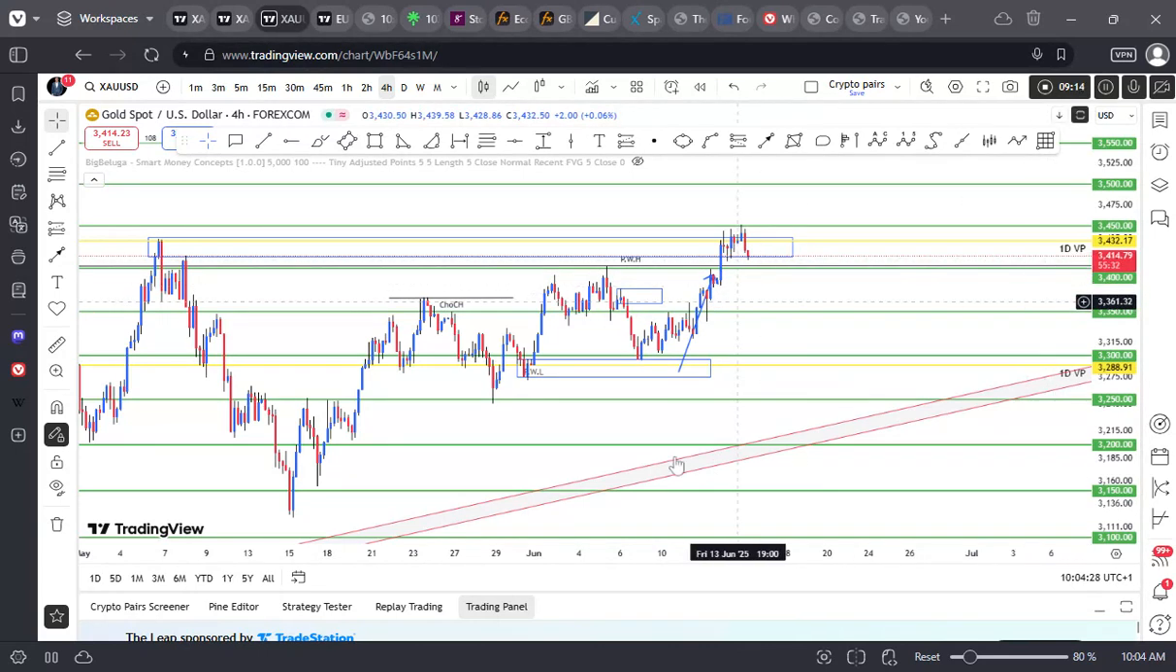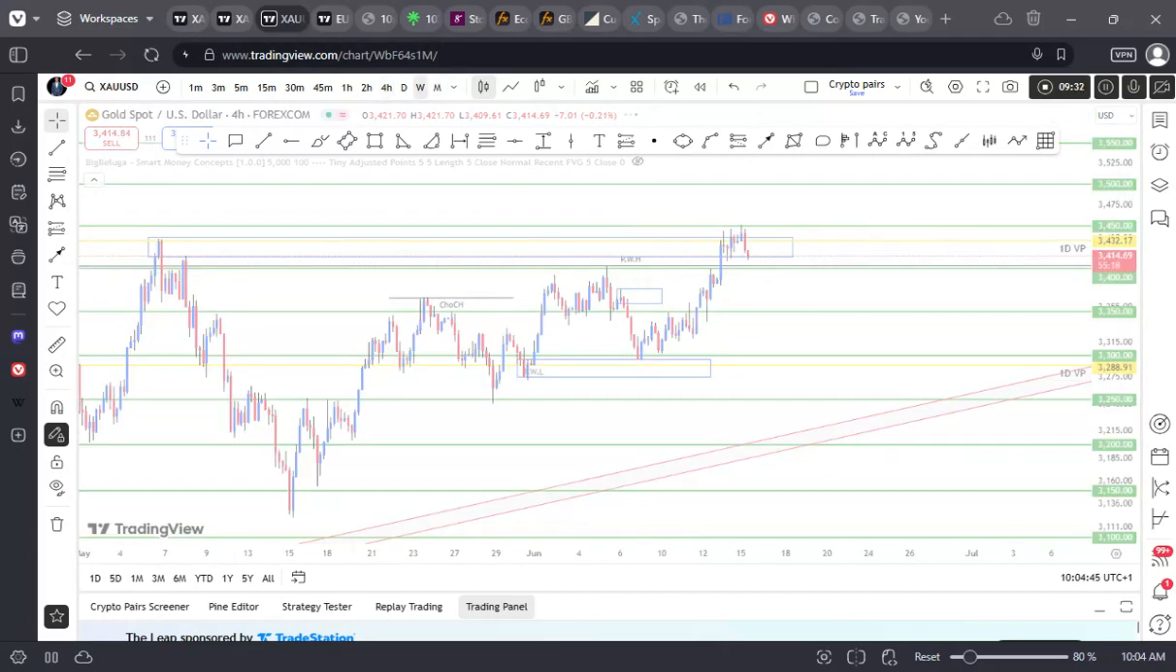Once it got to the level of 3,400, the market even broke past the previous week high and went higher. So our forecast for gold last week was accurate, and we also had a supply zone over here which the market has also broken right now. So let us update this chart by starting with the weekly time frame.